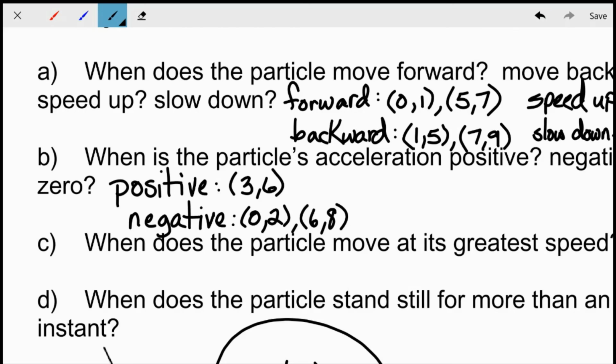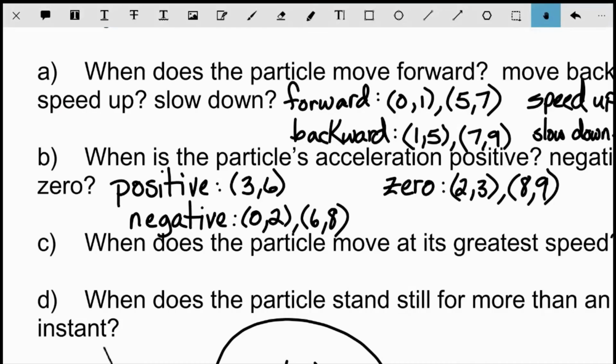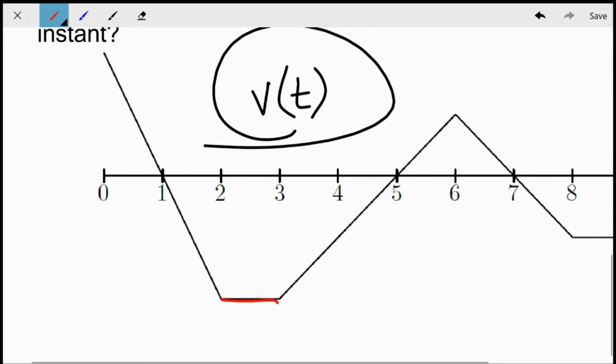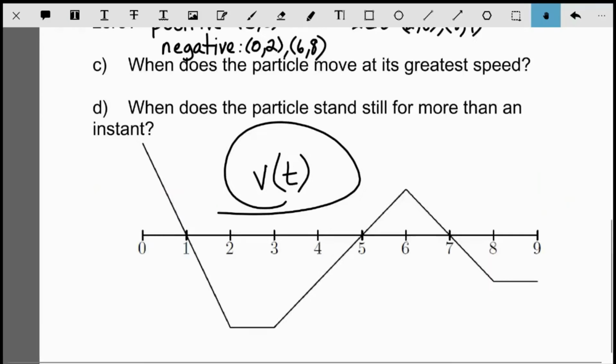And then the last part, it also says when is the acceleration 0? Well, it's 0 on those intervals where the velocity was constant, and that was on the interval from 2 to 3 and the time interval from 8 to 9. Okay, so again, for the 0, remember I'm looking for these horizontal segments here because that means my velocity is constant. All right, so let's look at part C.